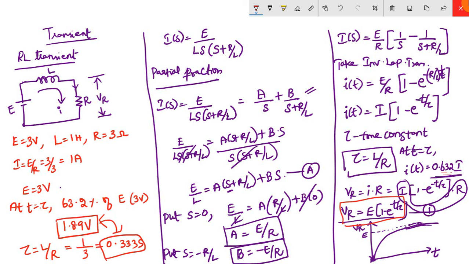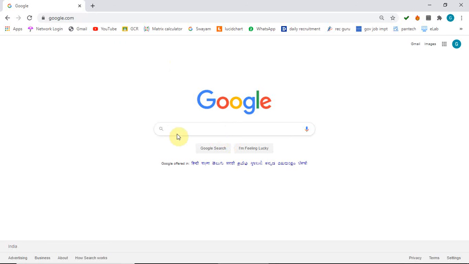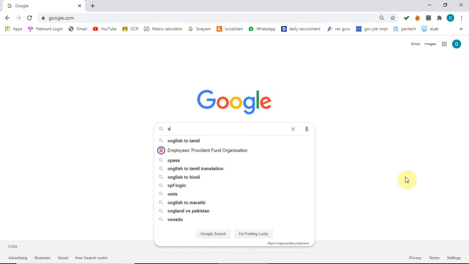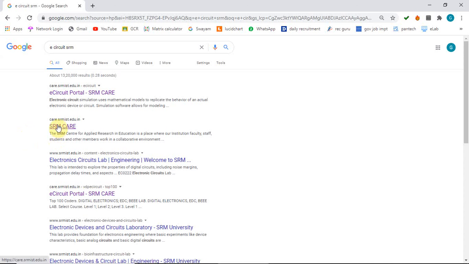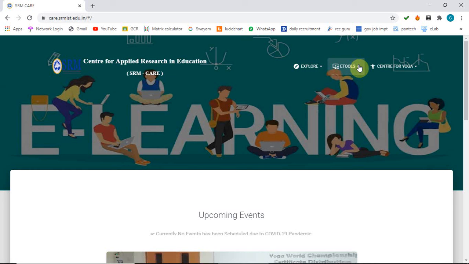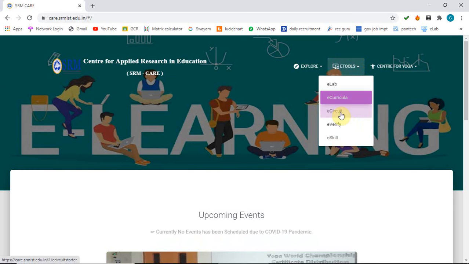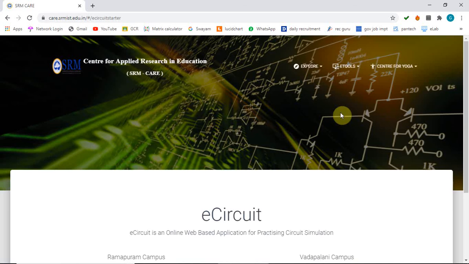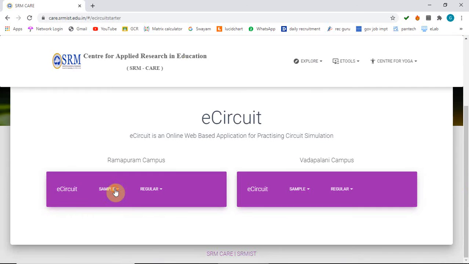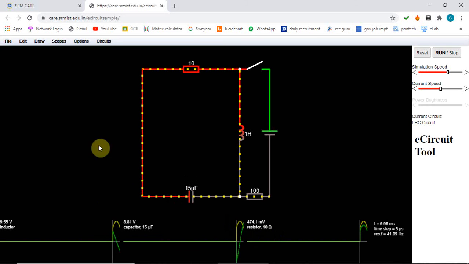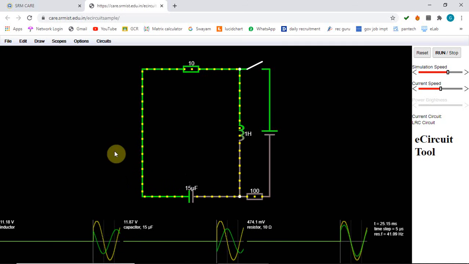Now let us see how to simulate it in the e-circuit platform. So open your browser and then type e-circuit SRM, then go to SRM care. Under that, e-tools, e-circuit, then sample e-circuit, right? So this is the platform we are going to use.